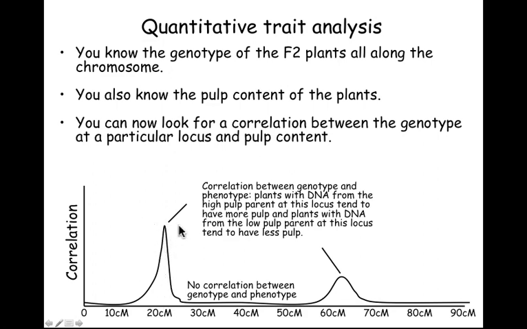But again, because this is not a single gene trait, you may find other positions on the chromosome that also correlate between the genotype at this position and the pulp content. So these are the sorts of things that you'll see in quantitative trait analysis, or positions on the chromosome that are contributing to the phenotype. And some of them may contribute more than others. So this would be a gene that has a stronger effect than this one does. So in this way, we can take apart complicated traits which are determined by multiple genes and map those positions onto the genome.